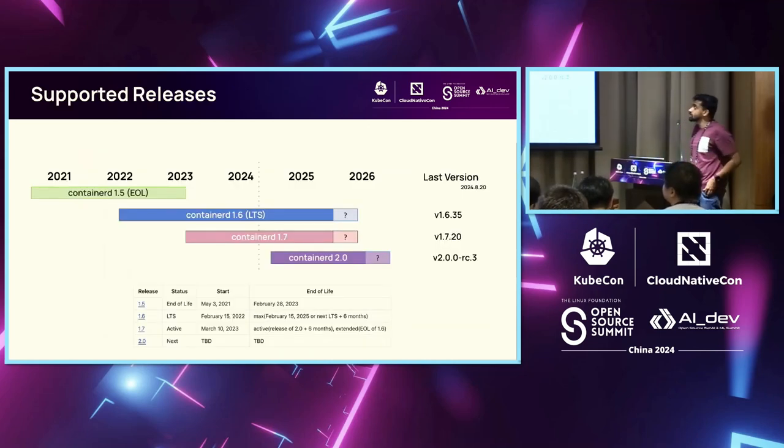Now let's look into the supported releases of containerd. Currently we have the 1.6 and 1.7 releases that are active. 1.6 is an extended long-term support release, and 1.7 is an extended support release, whose EOL will be the same as 1.6, owing to backward compatibility. And for the containerd 2.0 release, we are currently in the RC phase, with 2.0 RC3 currently out, and we are expecting the next RC4 in the coming weeks.